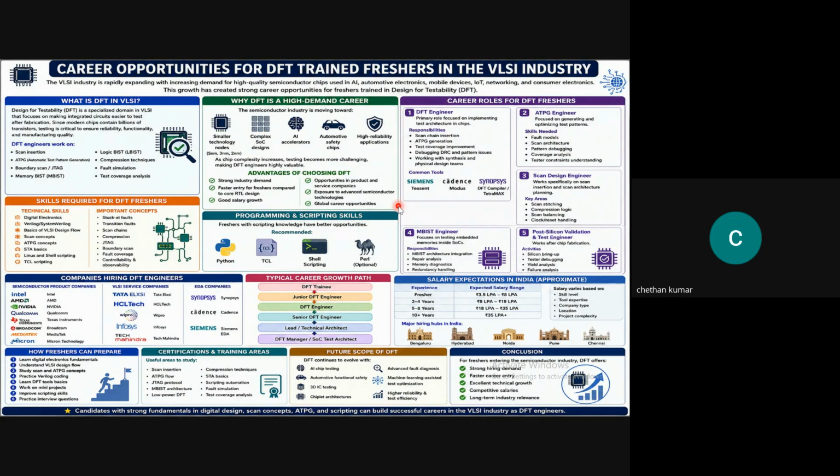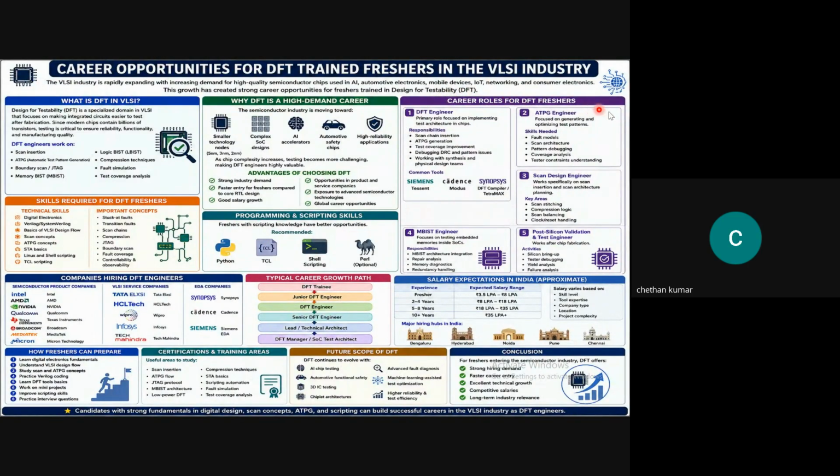Now we know that AI is becoming an integral part of our life. AI accelerators, AI applications, and AI chips are all coming. When you want to use AI applications, there should be AI-supporting devices also. Without AI integration in devices, where will we use AI applications? So there will be a lot of demand. I recommend DFT as a high-demand career growth path in the VLSI domain.